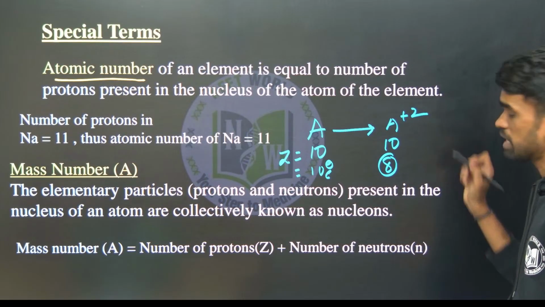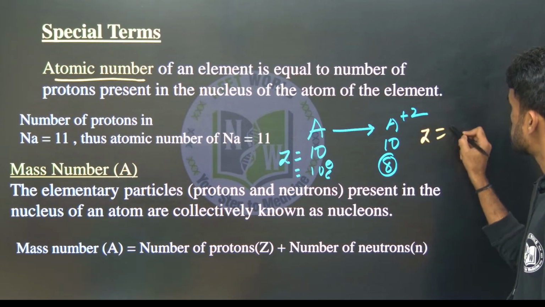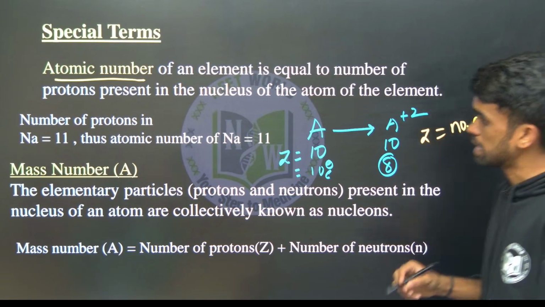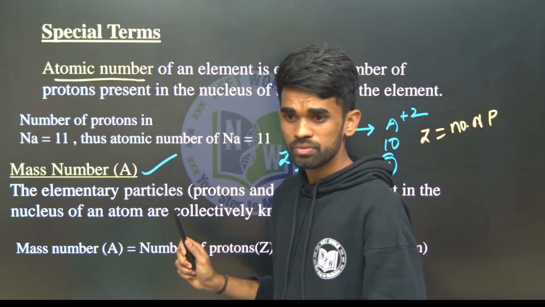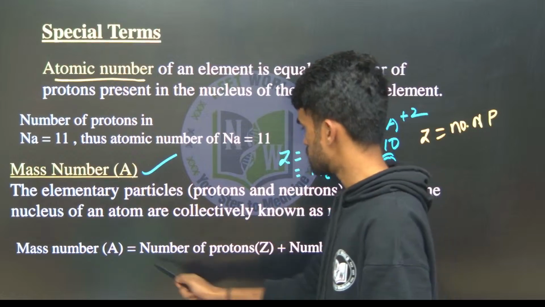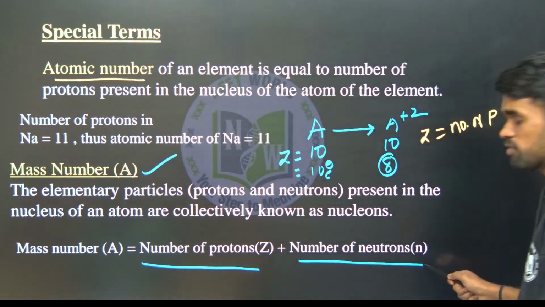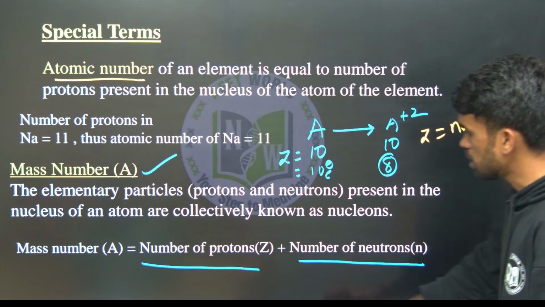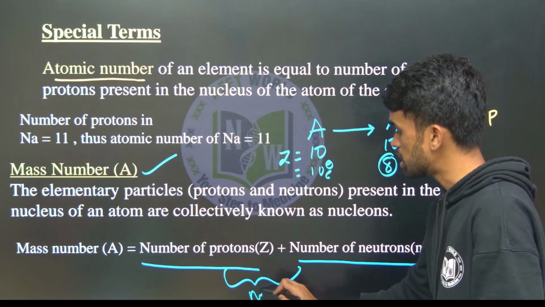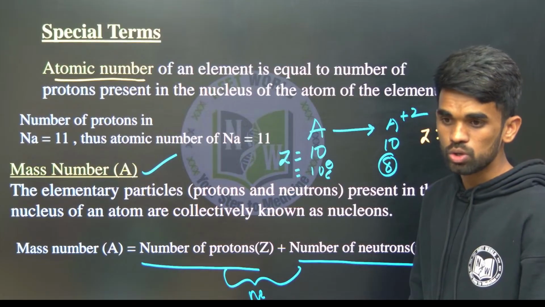So the electron count may change, but the proton count remains the same. That's why we take atomic number as equal to the number of protons. Next, mass number is the sum of protons plus neutrons. So the number of protons plus the number of neutrons, together considered as nucleons.